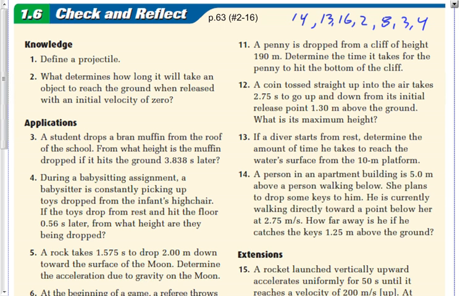Number 2, what determines how long it will take an object to reach the ground when released from an initial velocity of 0? Give me one thing. Gravity. Okay, if you're on the moon, it takes longer for it to reach the floor than on Earth. Gravity is about 1/6 on the moon what it is on Earth, about negative 1.6 meters per second squared. Okay, gravity is one thing. What's the other thing?